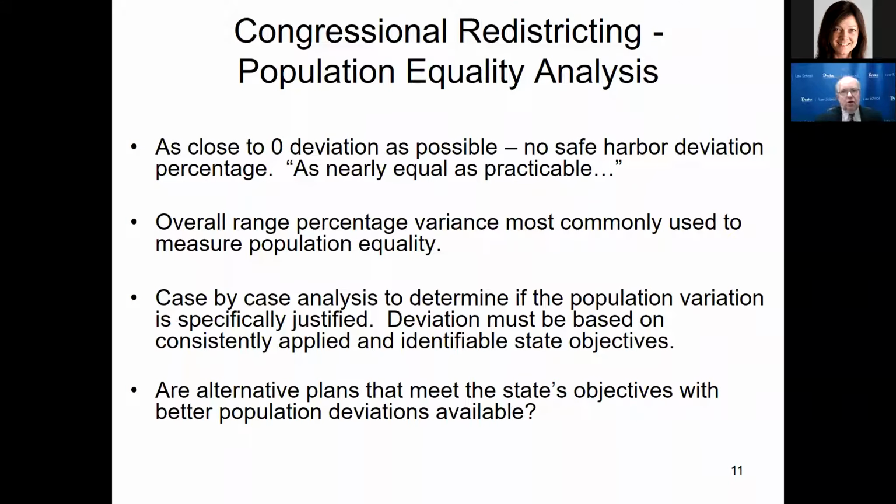In conclusion, for congressional redistricting, the population equality standard is generally to get each district deviation from the ideal as close to zero as possible. There's no safe harbor deviation percentage. The standard is to get the districts as nearly equal as practicable. Of course, it is a case-by-case analysis to determine if any population variation is specifically justified. The deviation must be based on consistently applied and identifiable state objectives, and the court is going to examine whether alternative plans that meet the state's objectives with better population deviations are available.